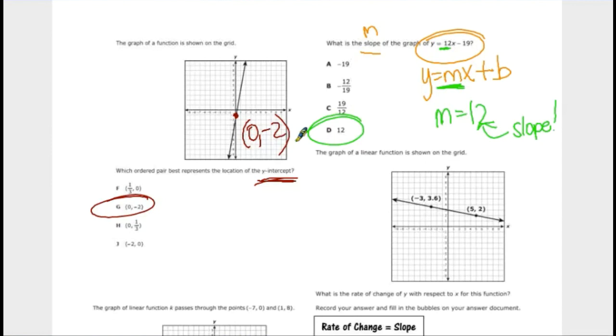Now, I'm not sure what these answer choices for B and C were about, but why is A not right? A says -19. What is -19 up here? It says it's b, right? That's your y-intercept. So that's how I know that that cannot be my slope.